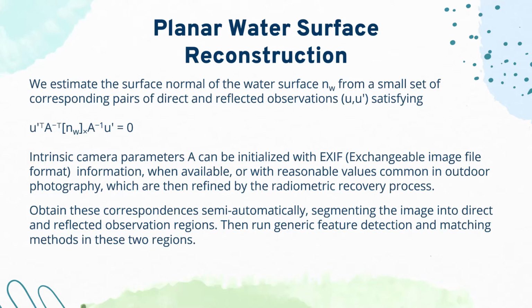We obtain these correspondences semi-automatically, where we first segment the image into direct and reflected observation regions, which can often be done by just specifying the line where the direct and reflected observations meet in the image, then run generic feature detection and matching methods in these two regions.